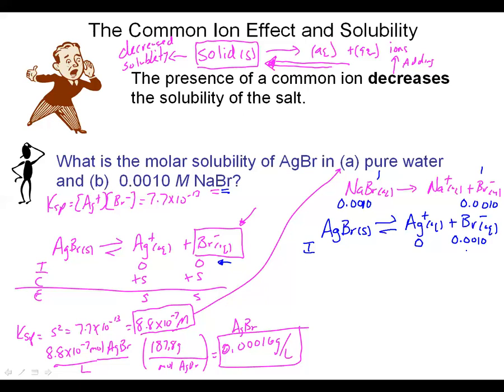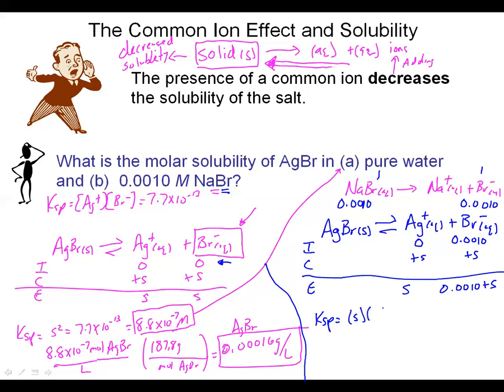The rest of the table will be similar. So the change would be plus S and plus S. At equilibrium, we would have S and 0.001 plus S. Just like we did on the left-hand side here, we're going to put that into our KSP expression, and that's going to give us S times 0.001 plus S equals our KSP value, which is still the same, 7.7 times 10 to the minus 13. Any questions so far on this table?